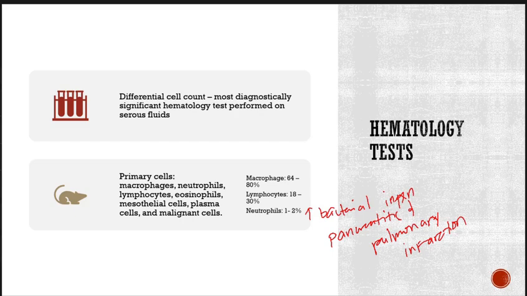As for lymphocytes, they increase in cases of TB, viral infection, malignancy, and autoimmune diseases. So, lymphocytes increase.